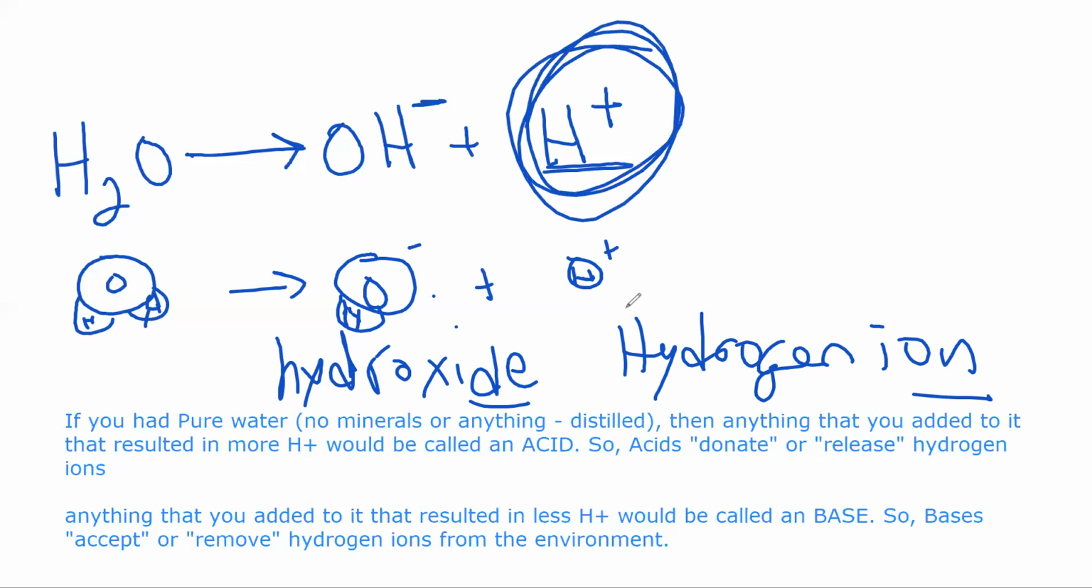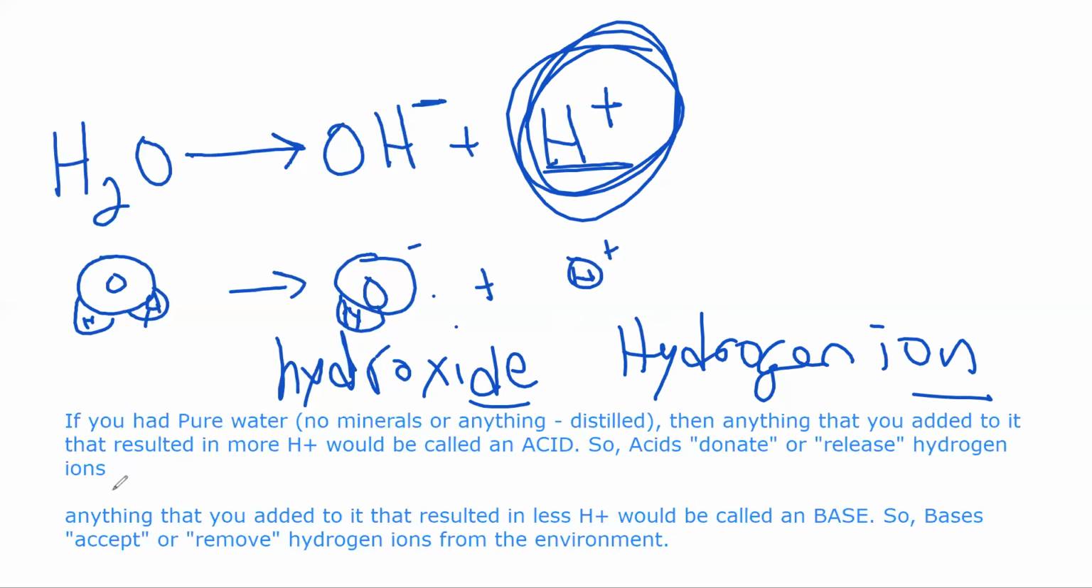So look at this definition. If you had pure water, no minerals or anything that's distilled, then anything that you added to water that resulted in more hydrogen ions, that would be called an acid. So acids donate those protons or release hydrogen ions, however you want to say that. And anything that you added to water that resulted in less protons would be called a base. So bases accept or they remove hydrogen ions from the environment. Okay, and you had some examples of that in the notes and in the reading.